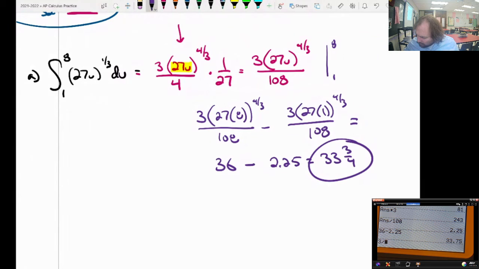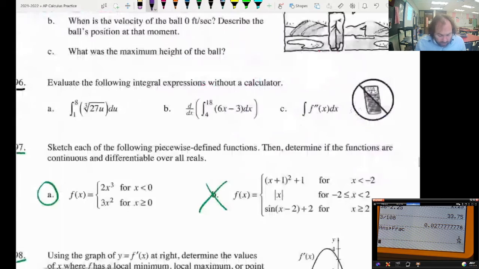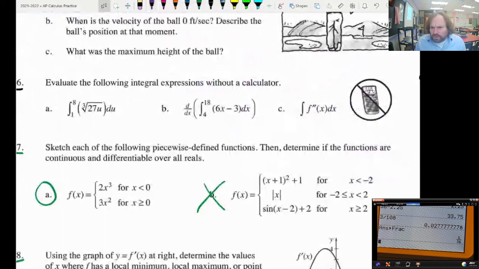I didn't. Is 3 divided by 108 a nice thing? 1 over 36. I guess we could simplify things a little bit, but, well, who cares? Okay, next question. Oh, we weren't allowed to use a calculator? Whatever. Boo, boo, boo. Hate that problem. Hate it.